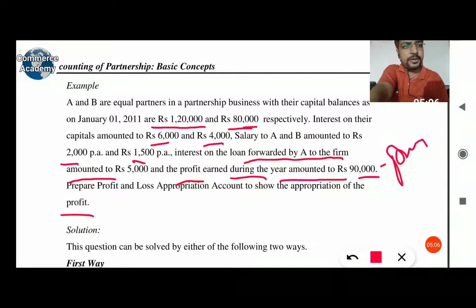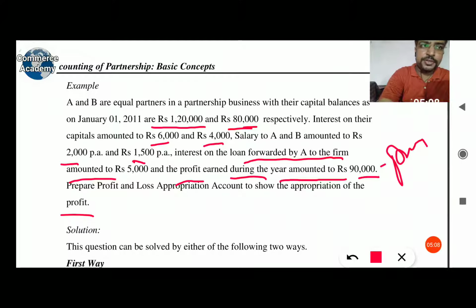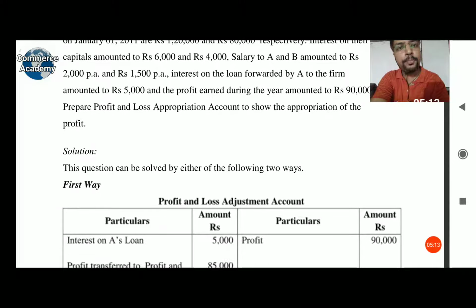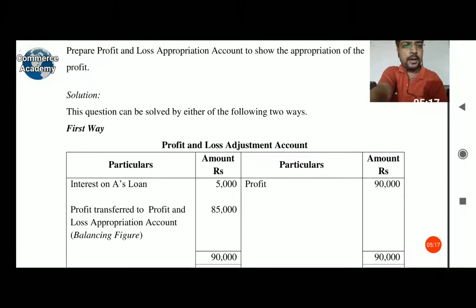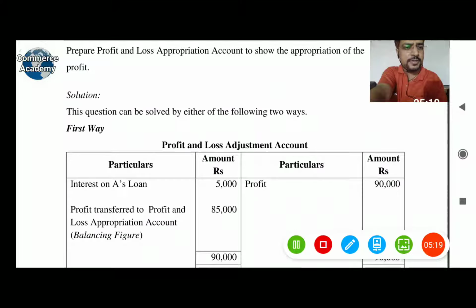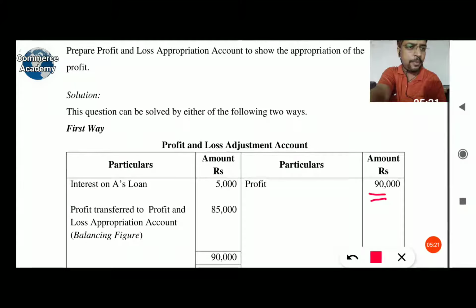So how can we treat it? There are two basic methods of treatment. First we prepare the profit and loss adjustment account, and that we clear. 90,000 is the net profit given, and the interest on loan is transferred to the profit and loss adjustment account. So interest on loan is debit and the balancing figure is 85,000. It is the net profit.